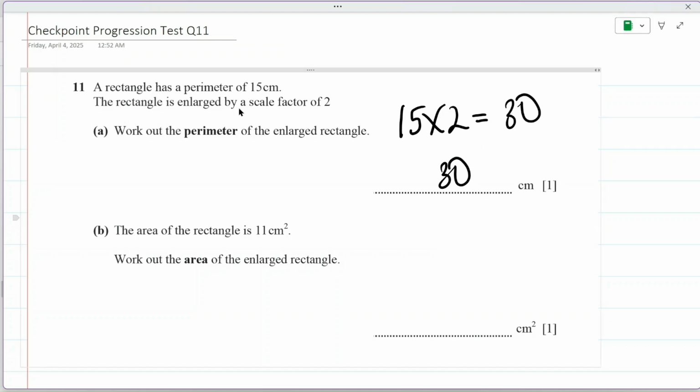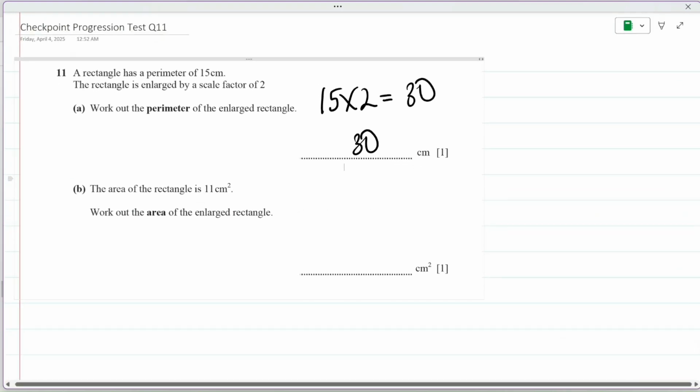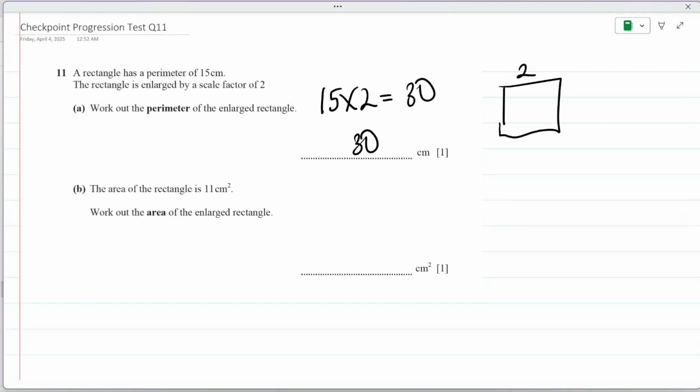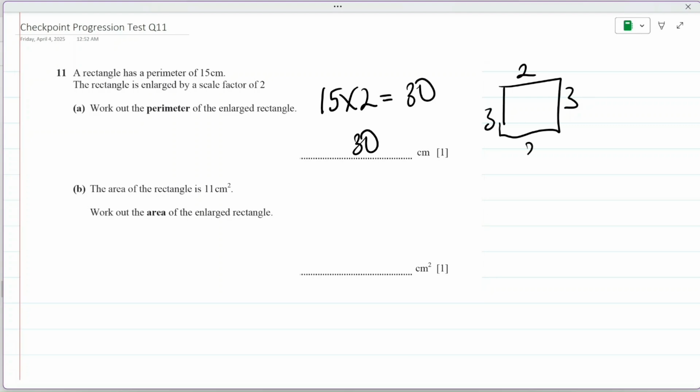If it were enlarged by a scale factor of 3, you multiply the perimeter by 3. If it were by a scale factor of half, that's reduced, you multiply the 15 by half. It's that easy. And for you to really understand it, let's say you have a rectangle which is 2 by 3. A rectangle of 2 by 3, you can say this is 3 and this is 2.